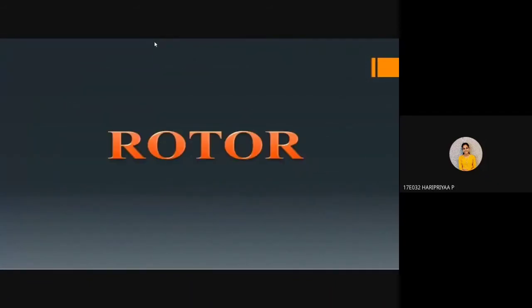Then we'll see about the rotor in detail. There are two types of rotors which are employed in a three-phase induction motor. They are the squirrel cage rotor and the phase wound or slip ring rotor. First, we'll see about the squirrel cage rotor.